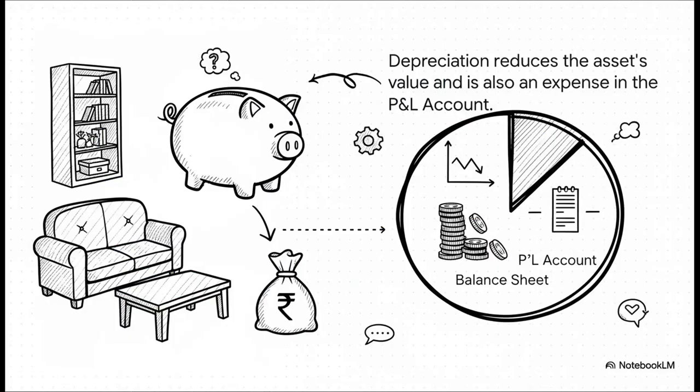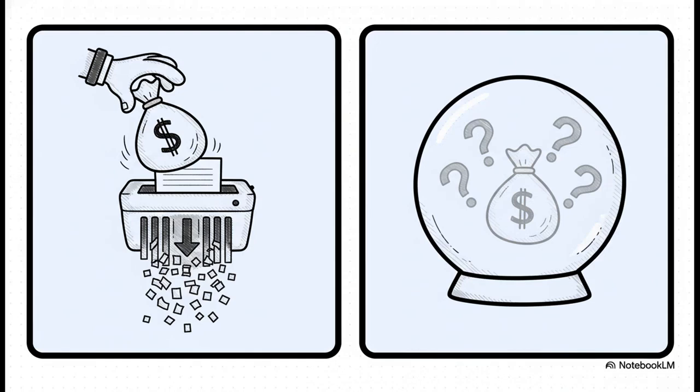So, let's see how this works. Ankit has furniture that's worth 15,000 rupees. We figure out that its value went down by 10%, which is 1,500 rupees. So, two effects, remember? First, we subtract this 1,500 from the value of the furniture on the balance sheet. And second, that same 1,500 is shown as an expense in the profit and loss account, which of course will reduce the final profit.